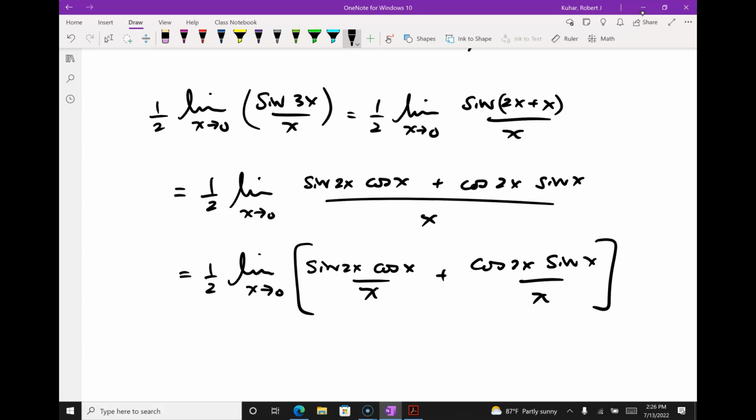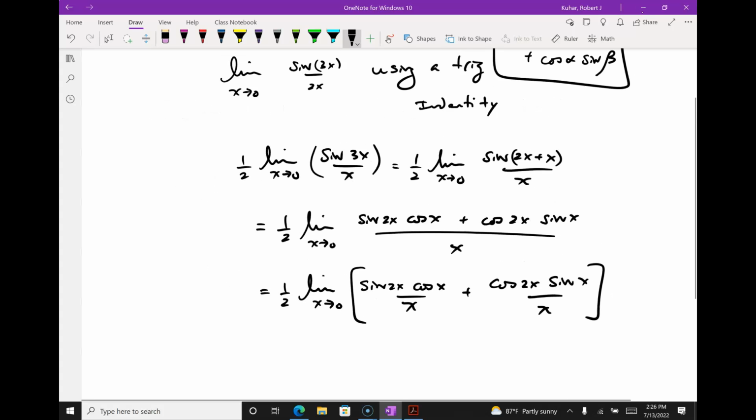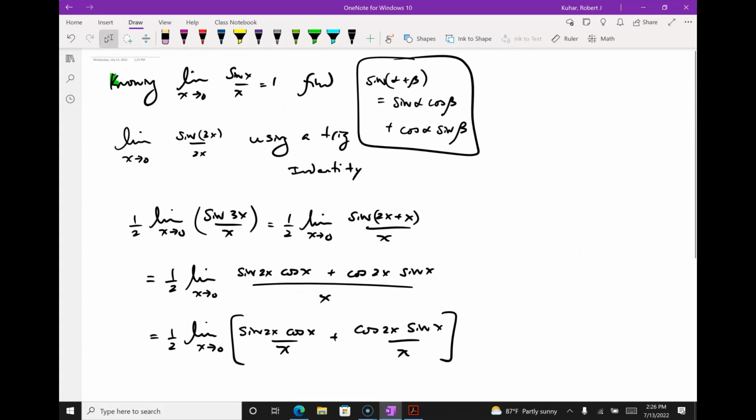What's that? You just don't know the identity? It's on page 2. Page 2, on the bottom right hand side.